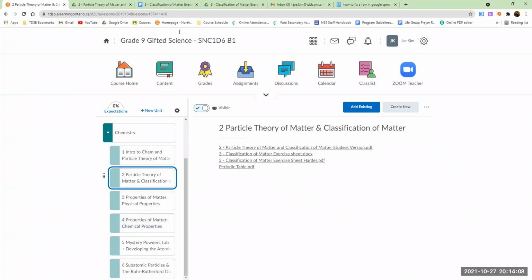The first lesson you might want to focus on, that you may not be able to do on your own, is the particle theory of matter and the classification of matter. So we sort of did that together.